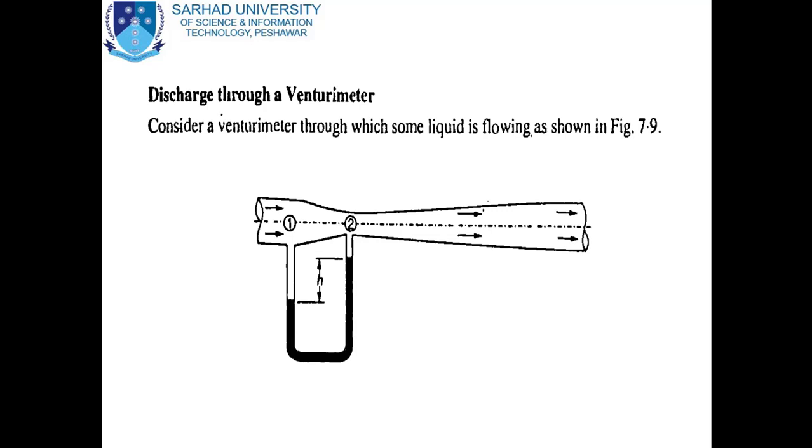Now, as we all know that Venturimeter is used to find the discharge through a pipe. So how the discharge is measured through a Venturimeter? For this, consider a Venturimeter through which the liquid is flowing as shown in figure.